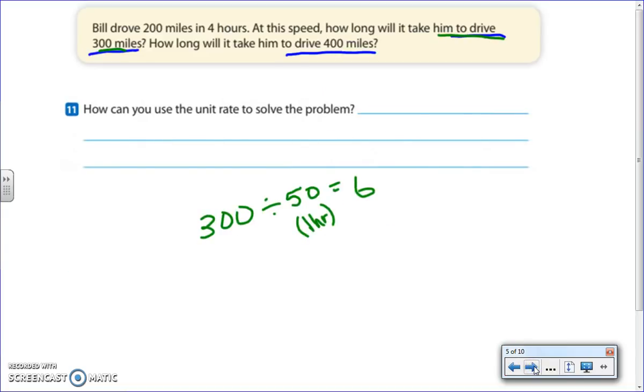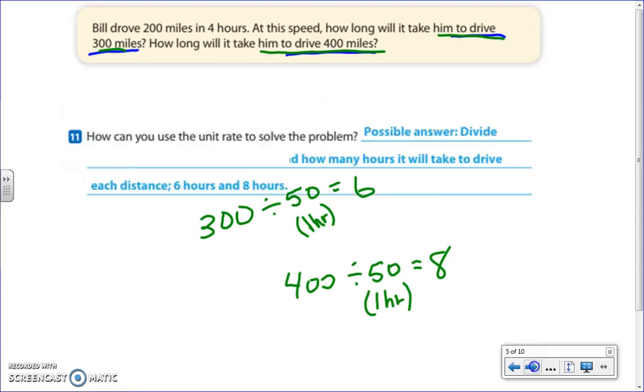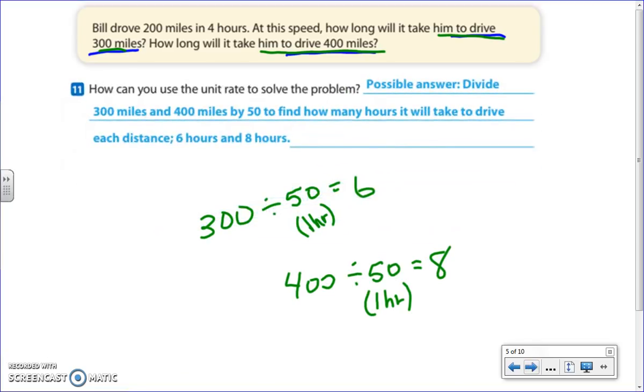And then again it asks how long for 400 miles. Again, if we have 400 miles to go and I know that every 50 miles takes 1 hour, then I know that it will take 8 hours. So instead of using multiplication like we did to fill out our double number line, we can use division to find the solution to both of these problems as well. All right. Divide 300 miles and 400 miles by 50 to find how many hours it would take to drive each distance, 6 hours and 8 hours.